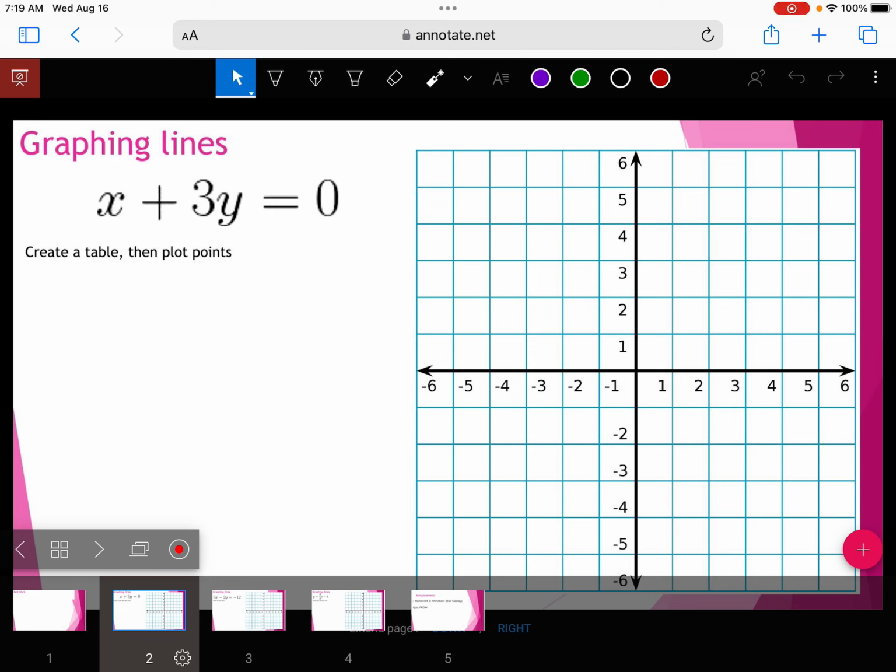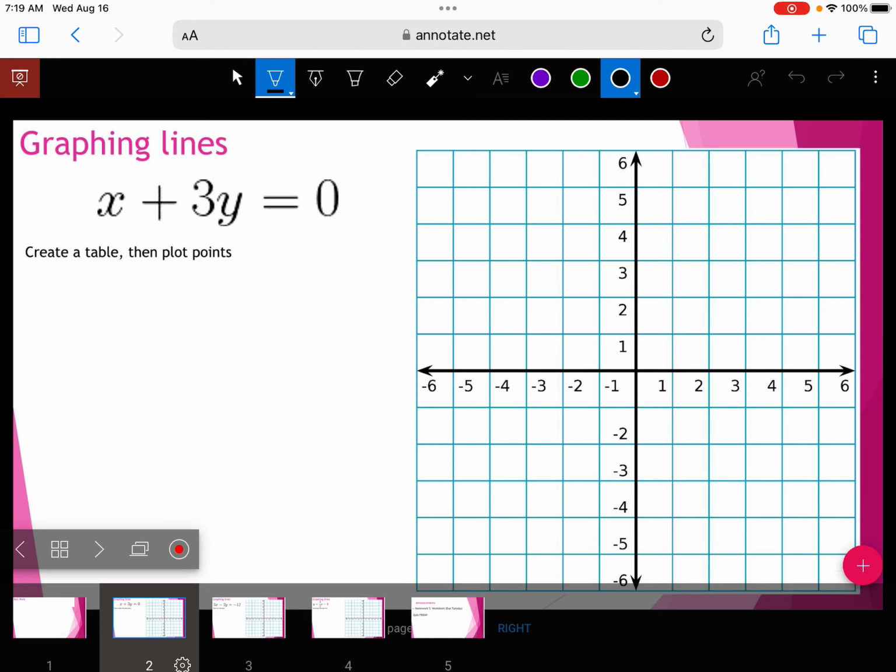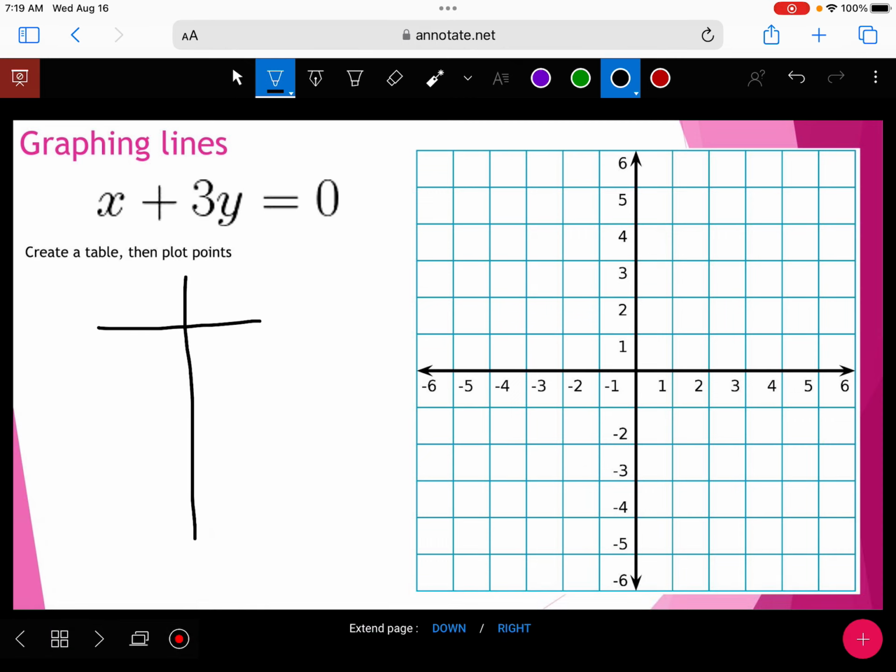So for this first one, we're going to make a table, which is kind of a guess and check situation. What I'm going to do here is pick values to go in one of these places. If you see numbers up here, I do recommend trying them out in certain places. Like, I wonder what happens if x is 3.